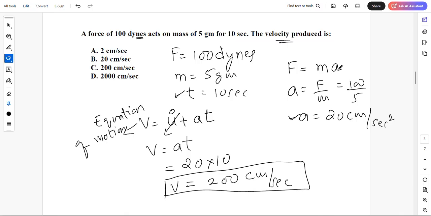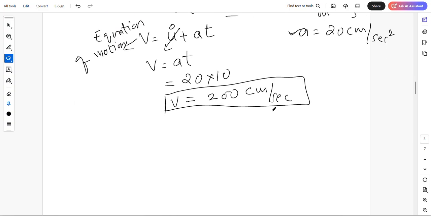I can calculate because I know M, I know F. I can calculate acceleration from here. Use the equation of motion, you will get velocity: 200 centimeter per second. Okay, they have given the CGS system of units: centimeter, gram, and second. Okay. Next we'll see.